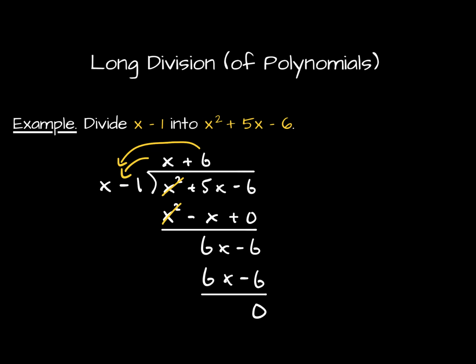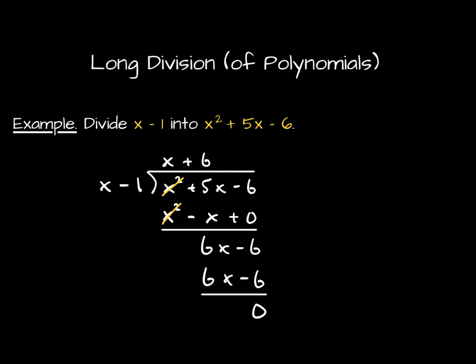Indeed, notice that as we move down the line, as it were, the degree of the polynomial that we write down always decreases, and we've gotten to a point where the degree of the polynomial that we've written down, 0, is less than the degree of the divisor. So we can stop.